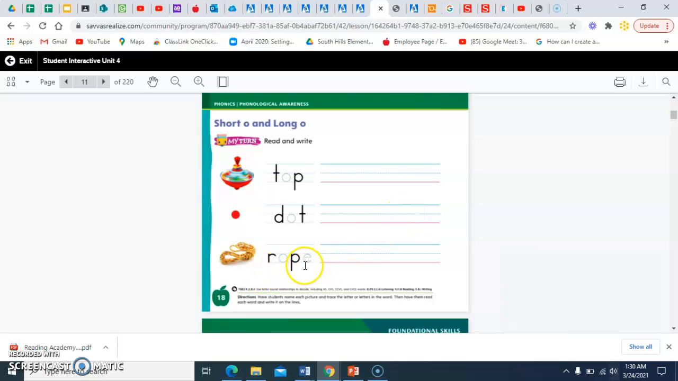The next word, there's the sneaky E for rope, and so you can just go and trace the letters and then practice writing the word rope 2 times.